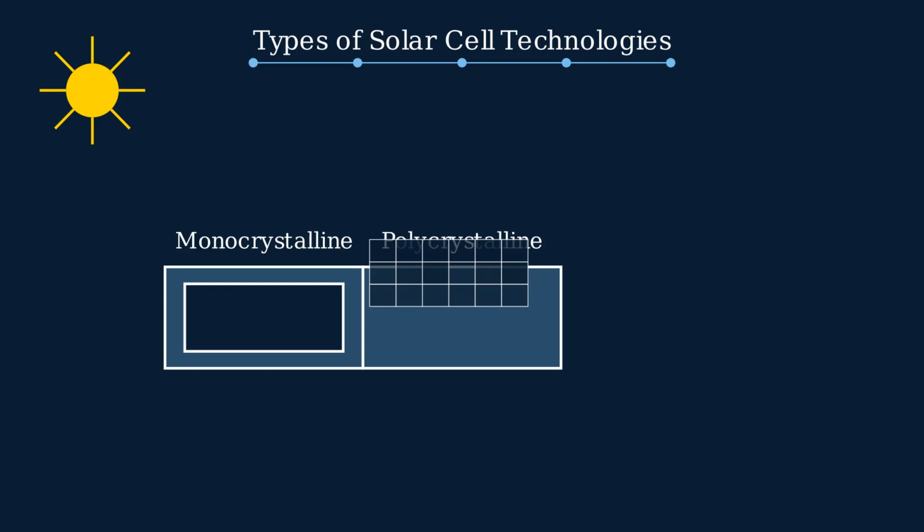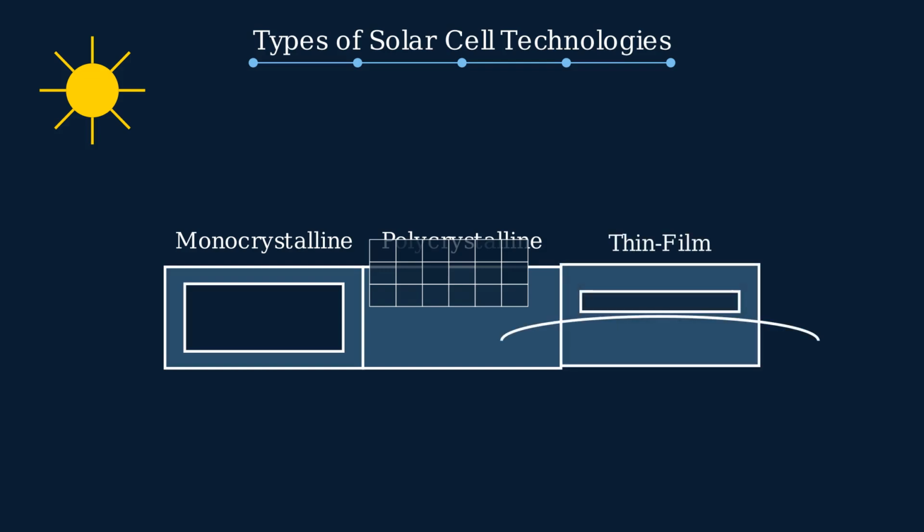Polycrystalline silicon cells are made from multiple silicon fragments melted together. They have a distinctive fragmented blue appearance and offer slightly lower efficiency at 15 to 18%, but at a more affordable price point. Thin-film solar cells are created by depositing thin layers of photovoltaic material onto substrates like glass or plastic. They're less efficient at 10 to 12%, but are flexible and potentially less expensive to manufacture.